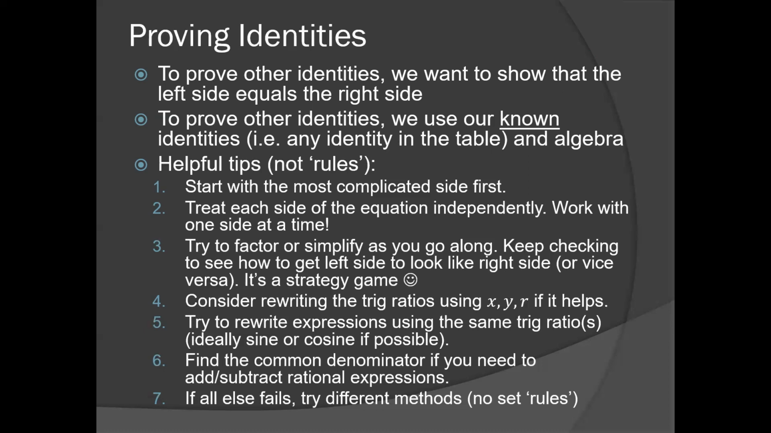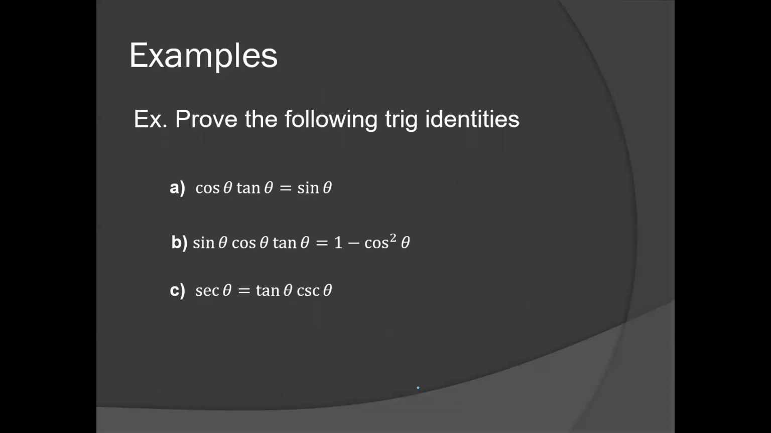And if you're not, then your helpful tip is to rewrite trig ratios as x, y, and r if that helps. It doesn't always work, but sometimes it helps. Try to rewrite the expressions using the same trig ratio. That's really important. You don't want to have sine, cosine, tangent, cotangent, all 4 trig ratios or all 6 of them. Sometimes you may have to find a common denominator so that you can add or subtract rational expressions. So remember, Unit 2, we learned about rational expressions. That's going to come back, right? You want to make sure that you know how to add and subtract rational expressions. And if all else fails, if you tried it and it doesn't work, then try a different method.